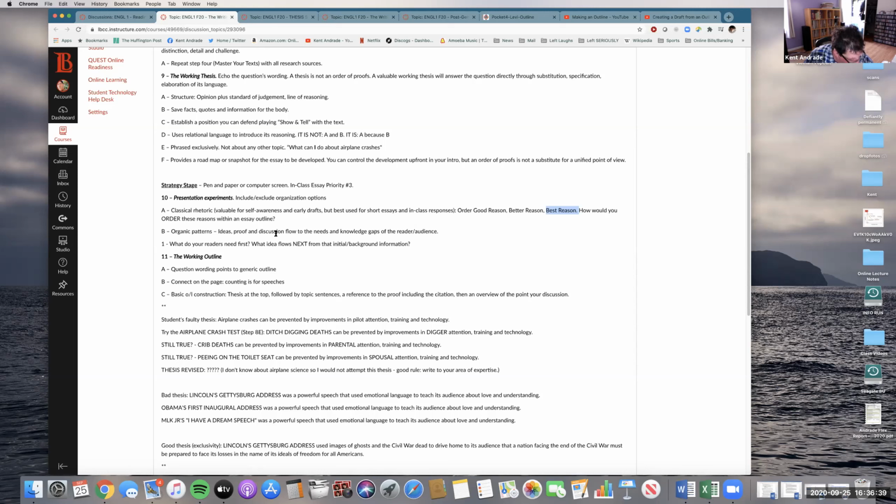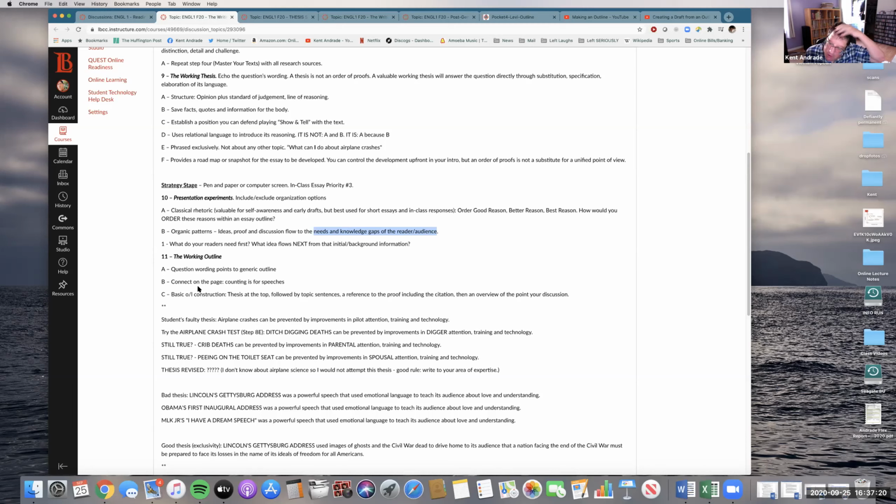There are also more organic patterns that I want to cover, though, because I think these patterns, these outlines, are a lot more useful to us in what we are doing. What we're trying to do here with an organic pattern is focus on the needs and knowledge gaps of the audience and reader. So we should reveal our answers, our reasoning, based on what the reader knows, as opposed to good, better, best, and so forth.